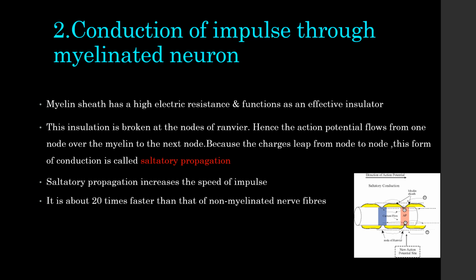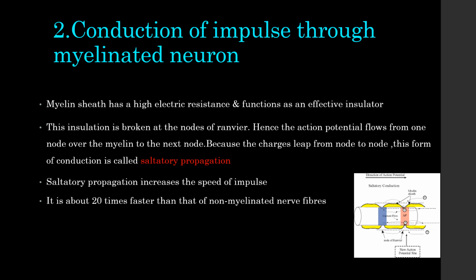The second one is conduction of impulse through myelinated neuron. Myelinated neuron means when an axon is covered by a myelin sheath. Due to the presence of the myelin sheath, the nerve fiber acts as an insulator. So there won't be any impulse transmission inside the nerve fiber.